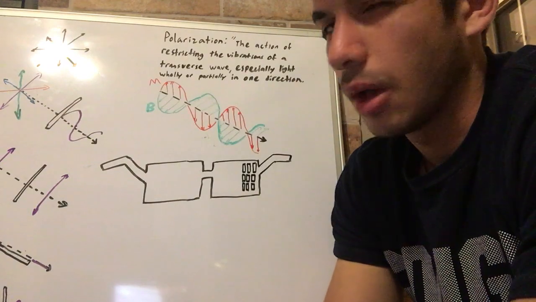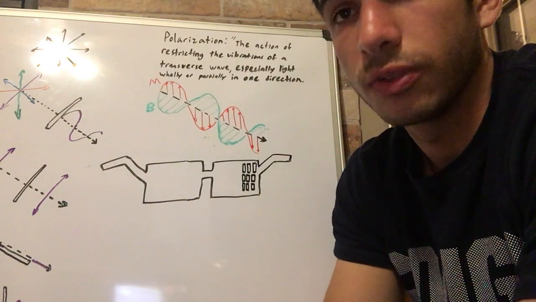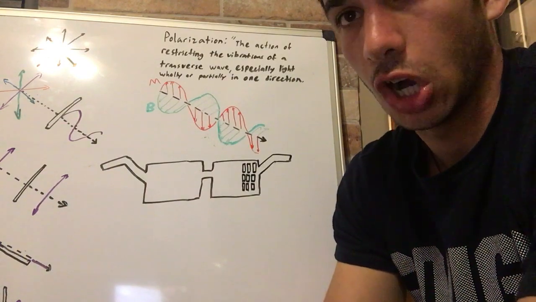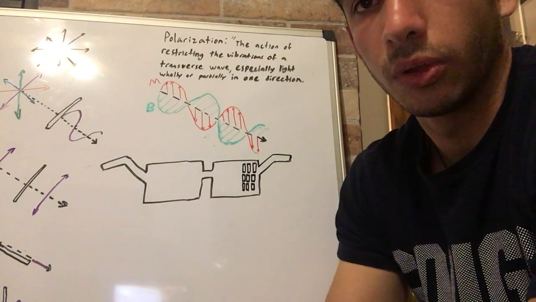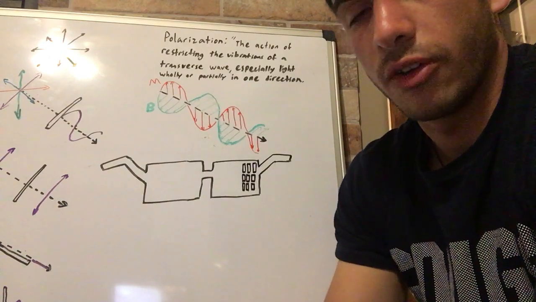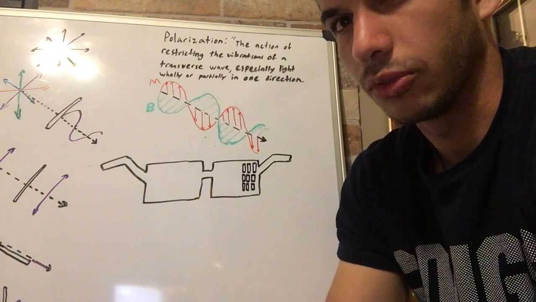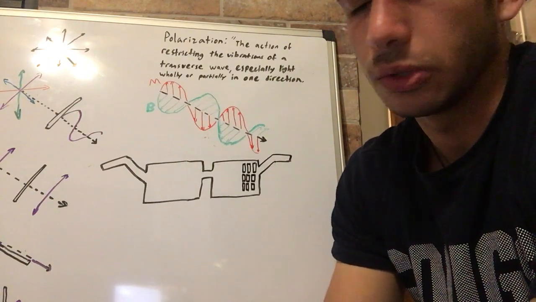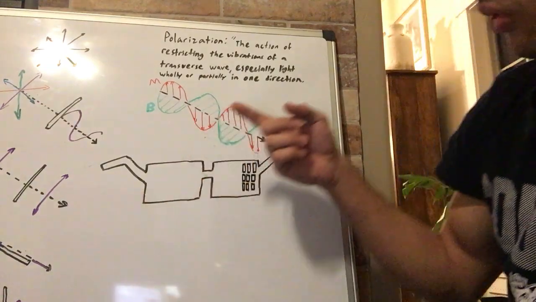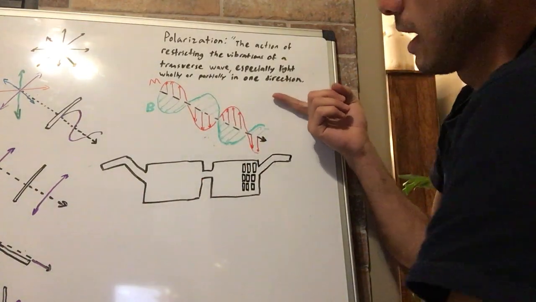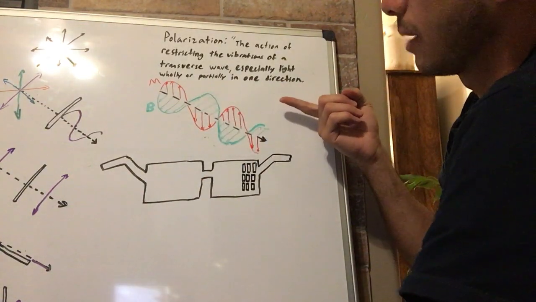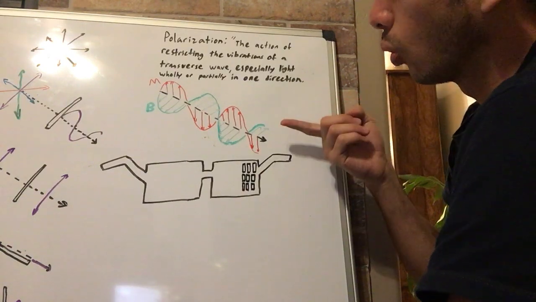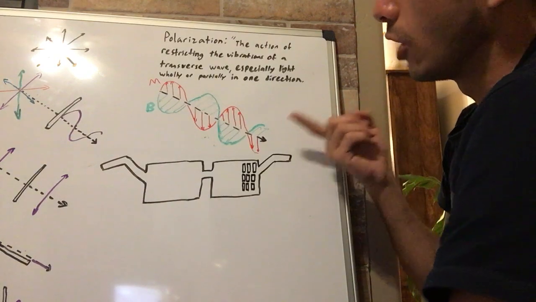Now polarization. You've probably heard of this before, but most likely you've heard of separation of charges. This is a different type of polarization, more in reference to light. It's the type of polarization you see with sunglasses and other materials. Polarization is defined as the action of restricting the vibrations of a transverse wave, especially light, wholly or partially in one direction.